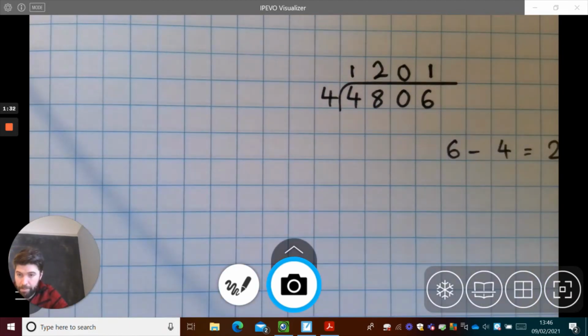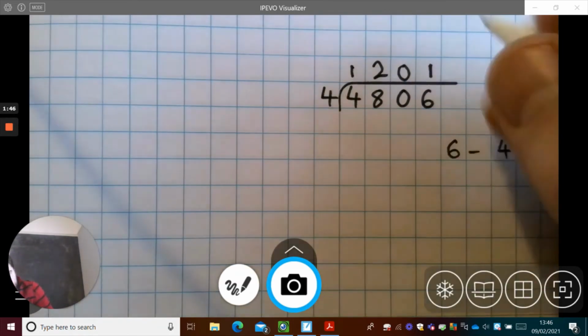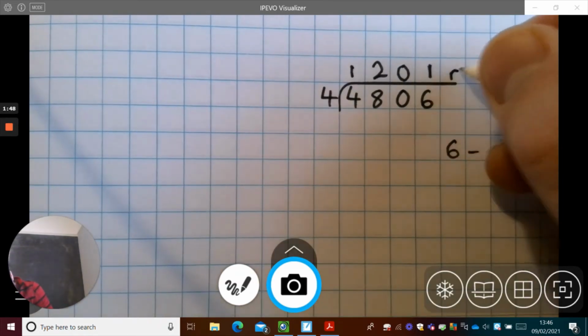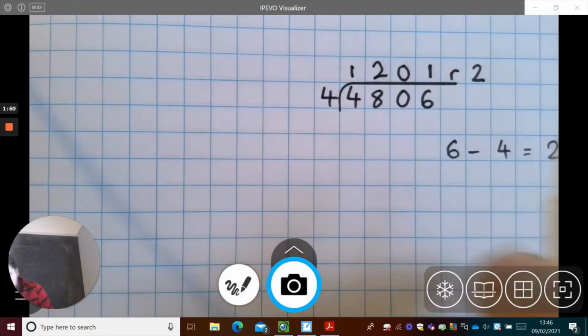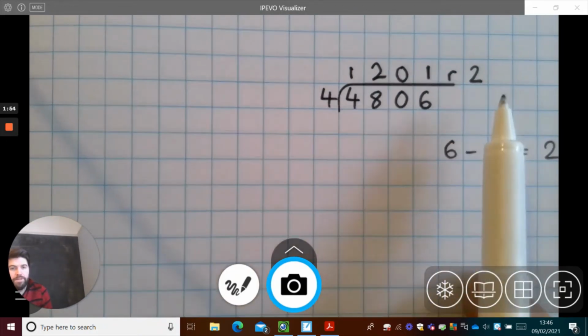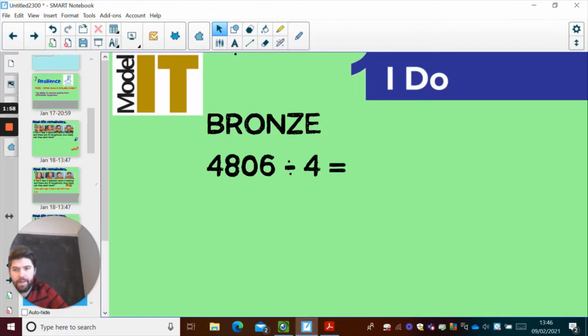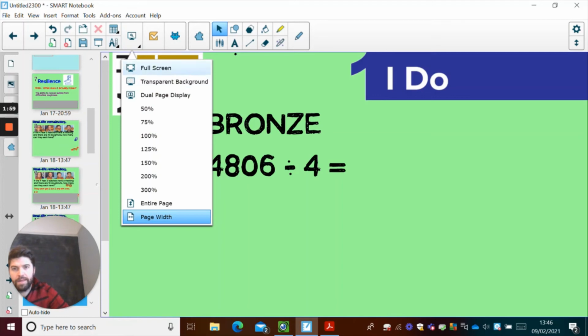If I go back to thinking about those donuts all shared out, I had 4 people, 6 donuts. I gave them each a donut. I've got 2 donuts left over. That is my remainder. That is what is left at the end. So today for bronze, you're going to show that as R2. 1201, remainder 2.